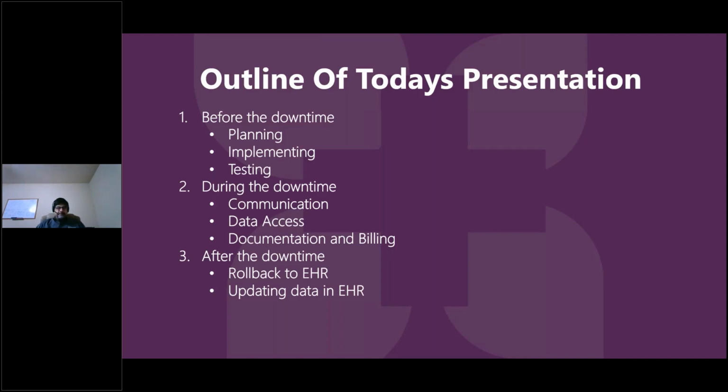Outline of what we'll be talking about today. I thought it would make sense to break this up into three different sections. In the first section, we'll talk about what to do before the downtime event occurs: planning, implementation of procedures and technology, and testing of those procedures and technology. Then we'll talk a little bit about what to do during the downtime. How do I communicate information out to the team? What is the data access that's going to be required by my different members in my organization? How am I going to handle documentation and billing to continue seeing patients when this downtime event occurs?